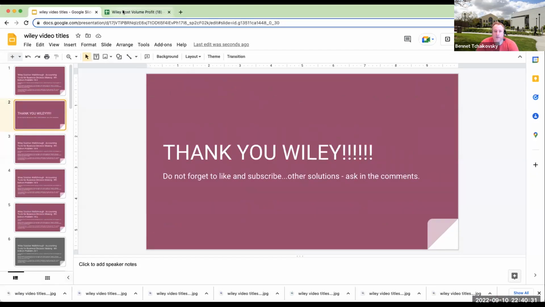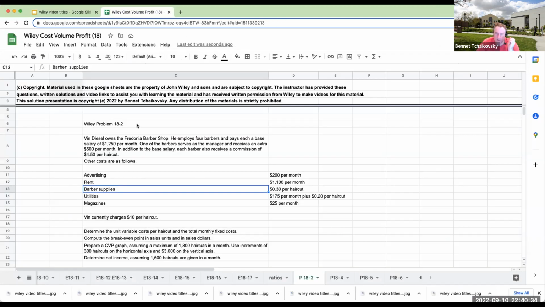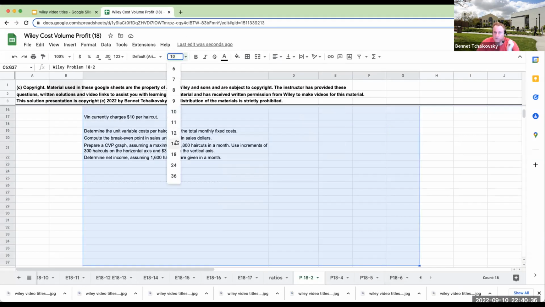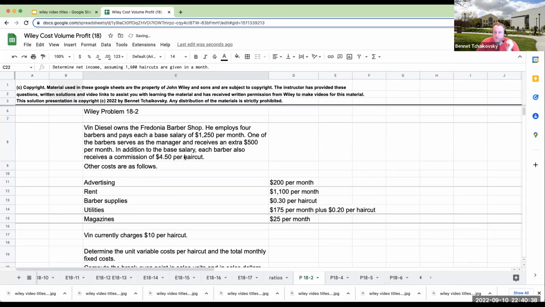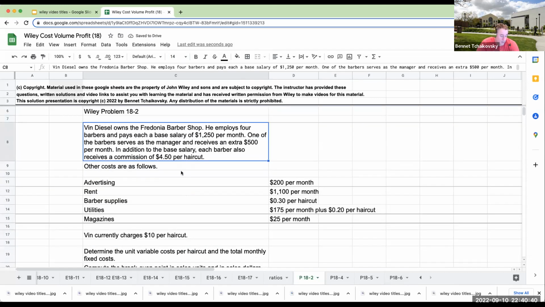Okay, so let's go ahead and take a look at problem 18-2. Vin Diesel, who's actually bald, owns the Fredonia barber shop.